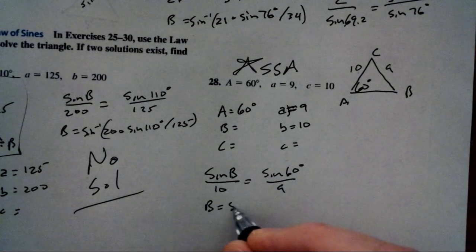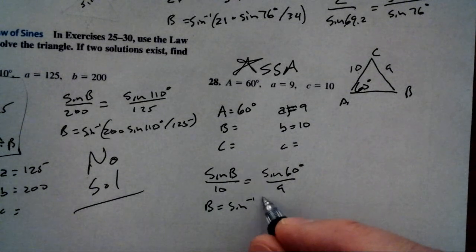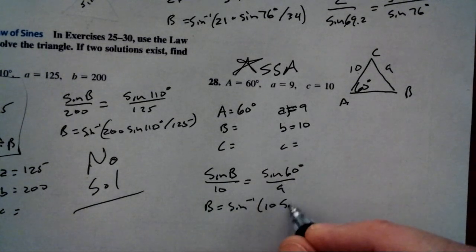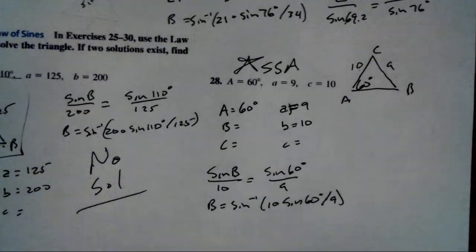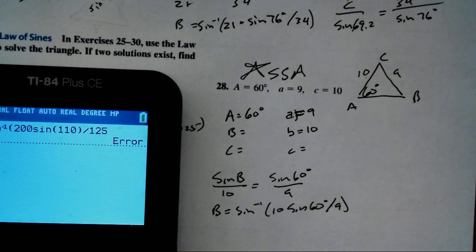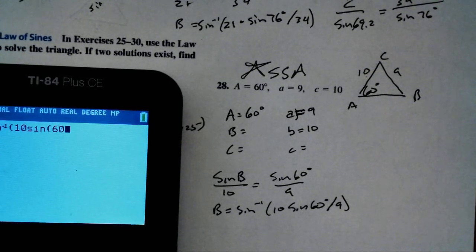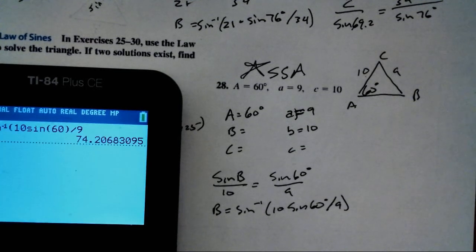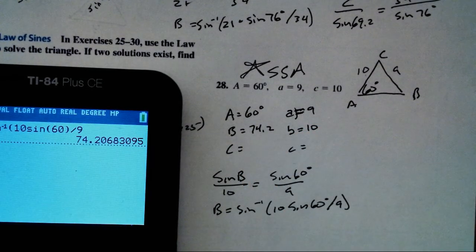So B is sine inverse of 10 multiplied across sine of 60 degrees divided by 9. So let's find that one. Quit out of here, clear there. Second sine inverse 10 sine 60. Close those parentheses before we divide by 9. And we get 74.2 for B. 74.2. All right.